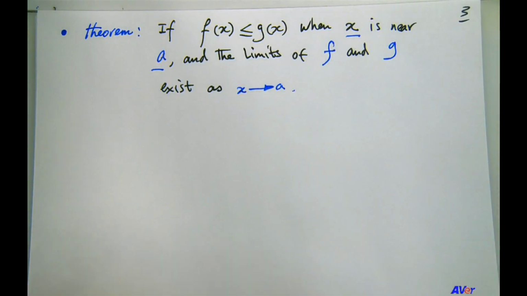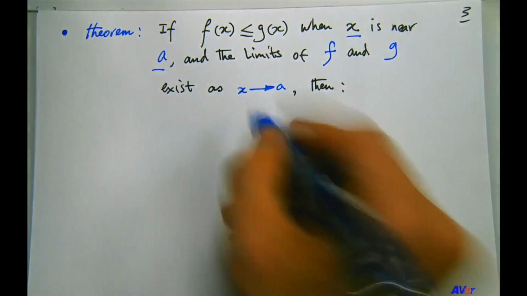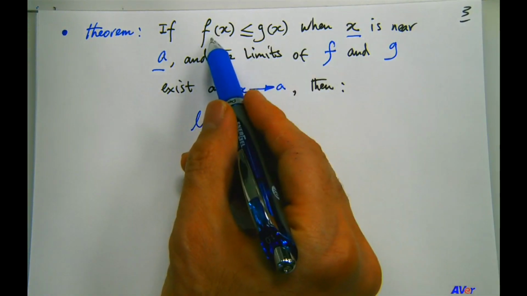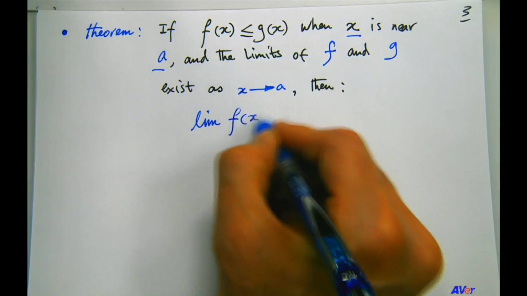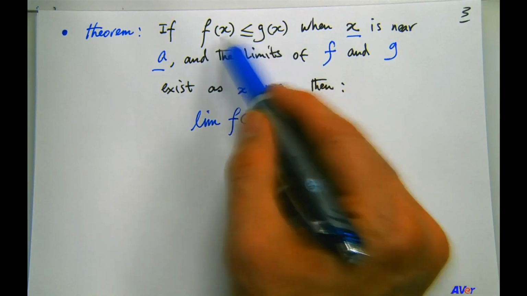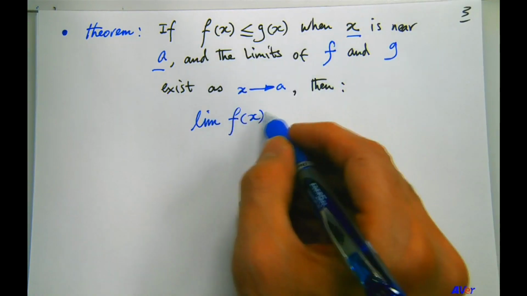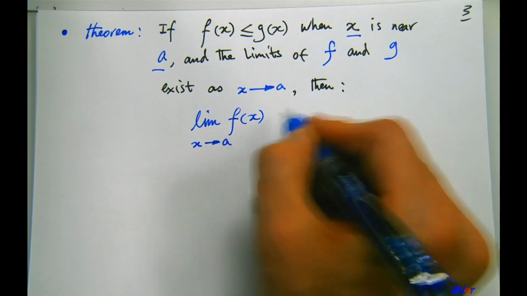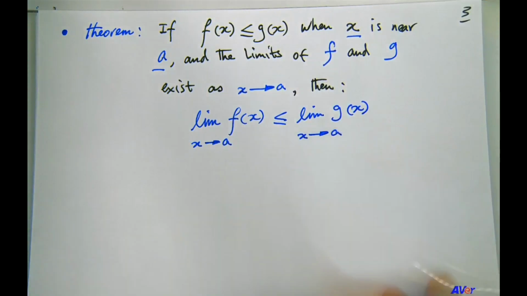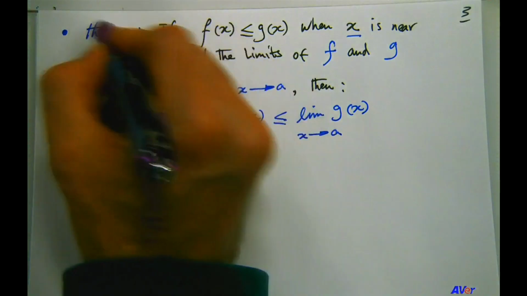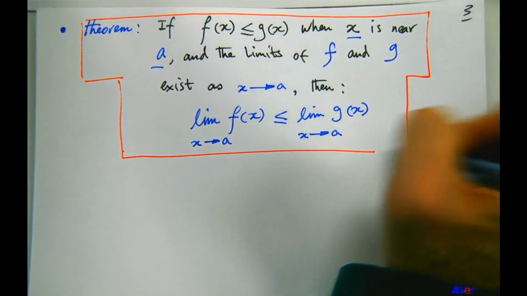So if that's true, then we can say that the limit of the left side is also less than or equal to the limit of the right side as x approaches A. In other words, the inequality holds not only for the original functions, but also for the limit of those functions as x approaches A. Okay, and I should actually box this as well. Like that.